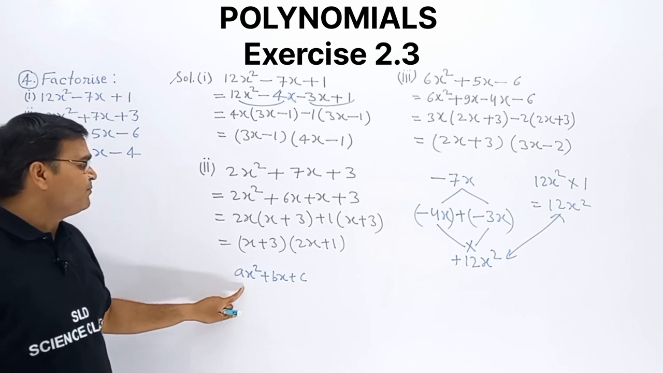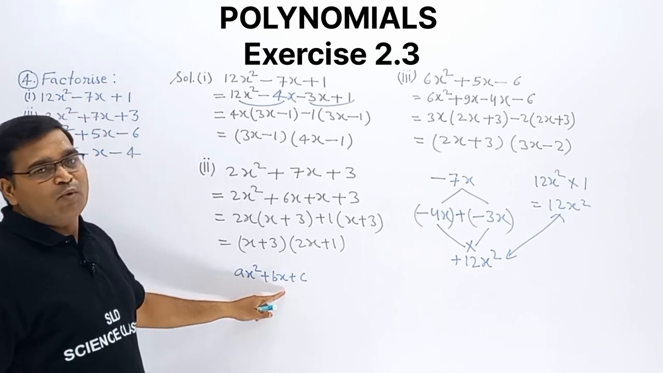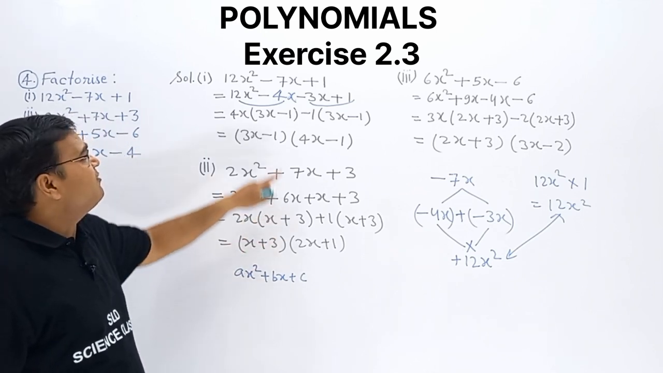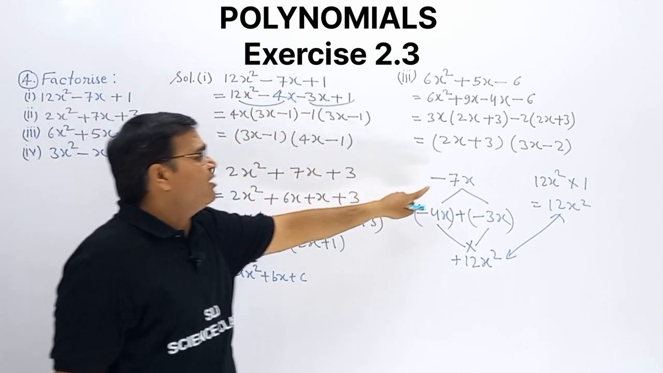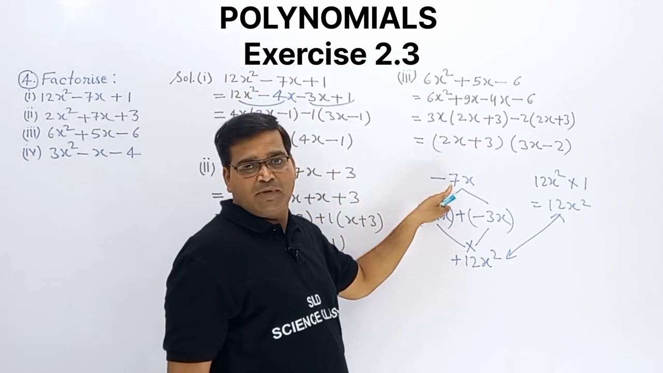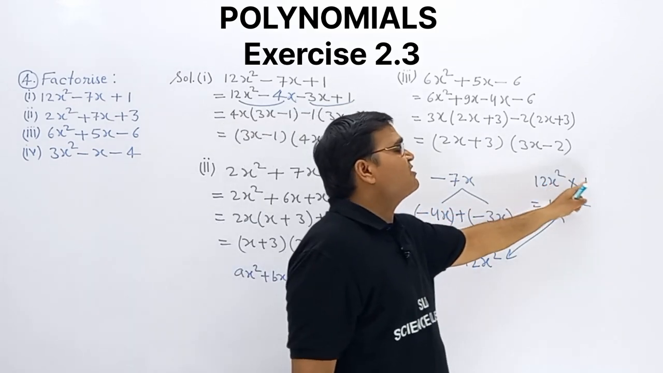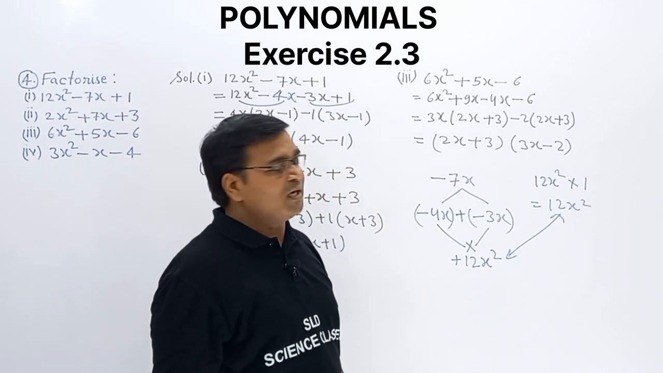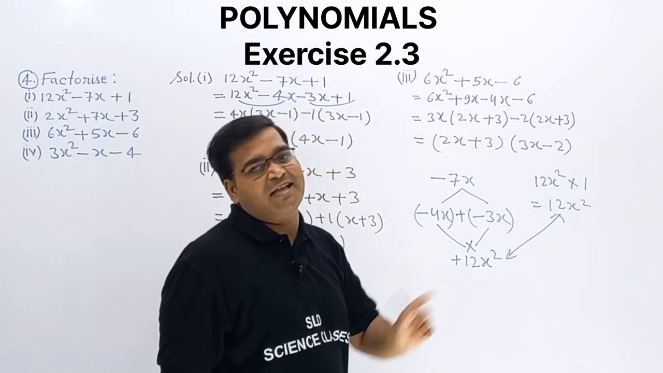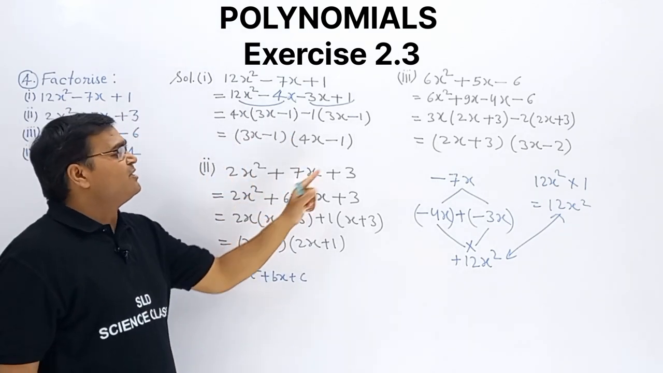We are doing quadratic polynomials factorization. In the quadratic polynomial factorization, we will split the middle term into two parts. The sum of both should be equal to the middle one, and the product of both should be equal to the product of first and last term. Clear? With sign. Whatever we do, we will use with sign. Clear? Now next one. 2x square plus 7x plus 3.